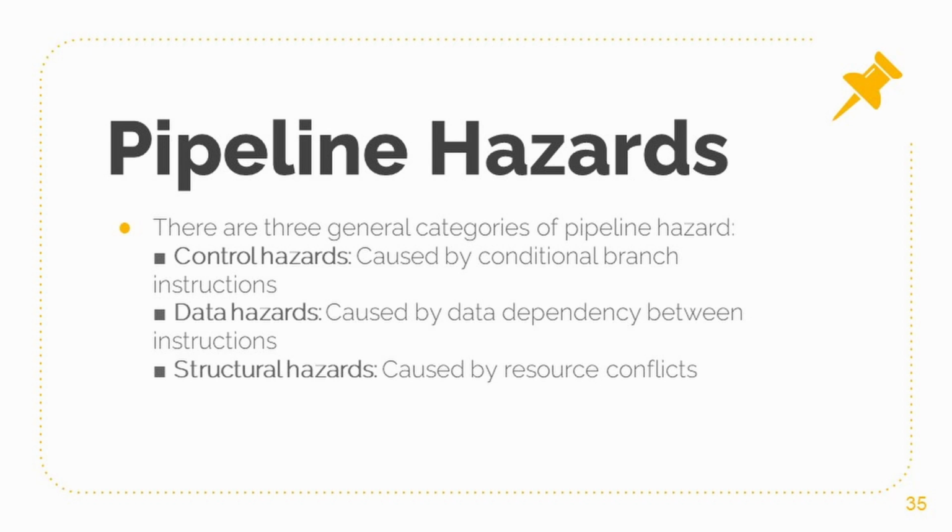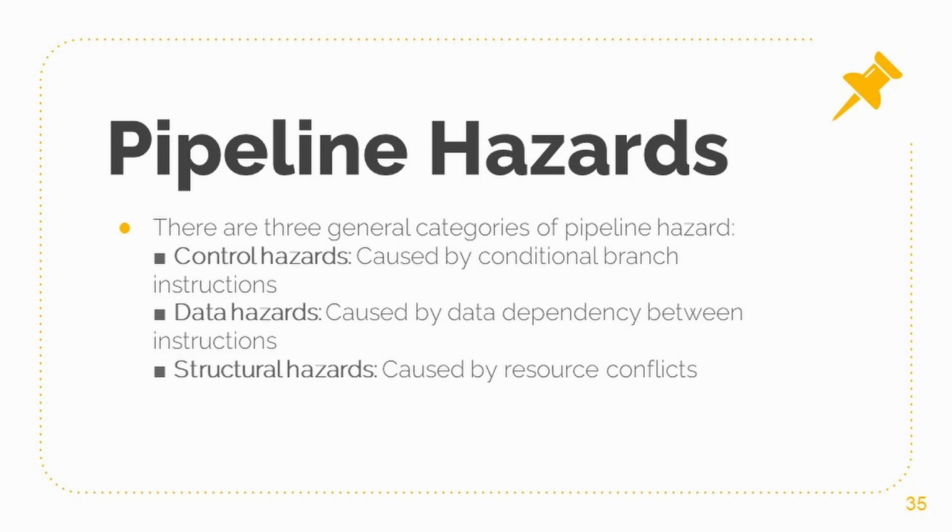The three general categories of pipeline hazards. 1. Control hazards. These hazards arise due to conditional branch instructions, where the outcome of the branch is not known until later in the pipeline. When the CPU encounters a branch instruction, it may need to stall the pipeline until the branch outcome is determined. This ensures that the instructions following the branch are executed correctly according to the program flow. Techniques like branch prediction and speculative execution are employed to mitigate the impact of control hazards and minimize pipeline stalls.